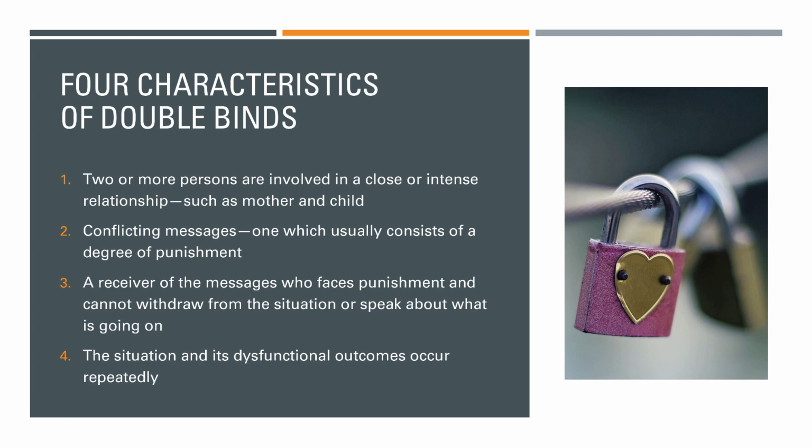Two or more people are involved in a close, intense relationship, such as a mother and child. Messages, which usually consist of a degree of punishment. A receiver of the message who faces punishment and cannot withdraw from the situation or speak about what is going on. And last, the situation and its dysfunctional outcomes occur repeatedly.